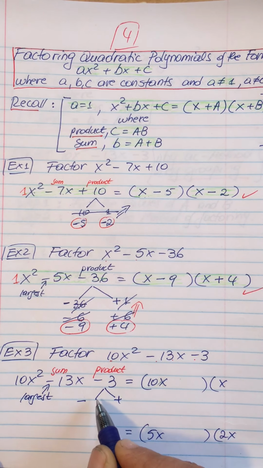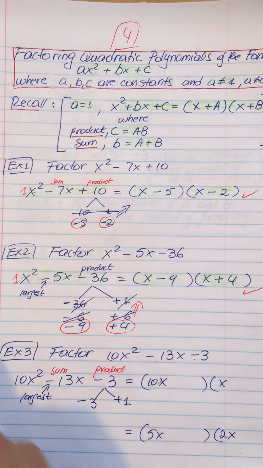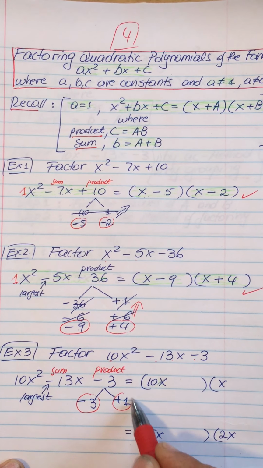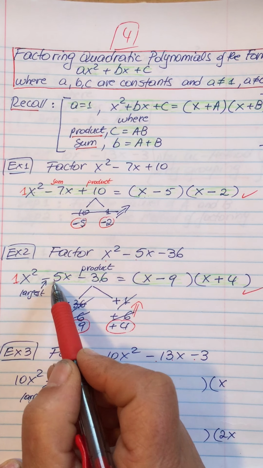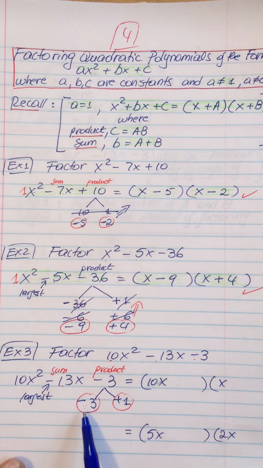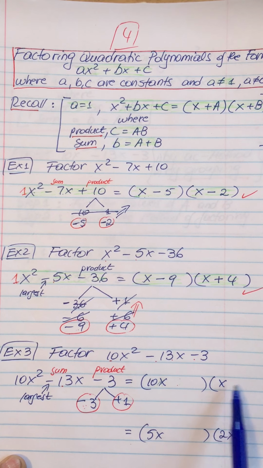So what are the factors of 3? They are 3 and 1. Now we have two numbers, but we cannot check right away as we did before. Negative 9 and positive 4 gave negative 5. Now negative 3 and positive 1 is negative 2, which is not negative 13. So the checking will be done in the binomials. We have to place negative 3 and positive 1 here or here, and we have another case.